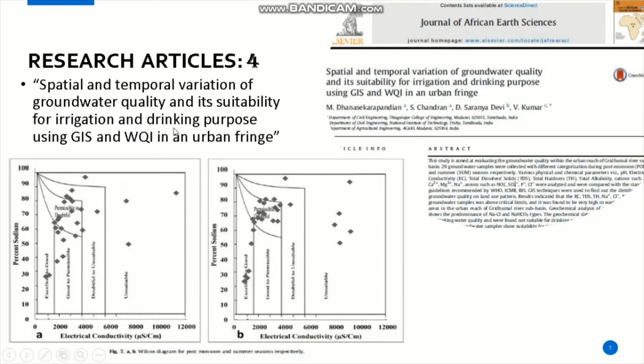So in the next slide, which is article 4, they have given spatial and temporal variation of groundwater quality. Spatial and temporal, that means it is time. They have given a certain time, within that time they have collected multiple water samples, and its suitability for irrigation and drinking purposes using GIS and WQI, that is water quality index, in an urban fringe. So let's have a look at this paper.